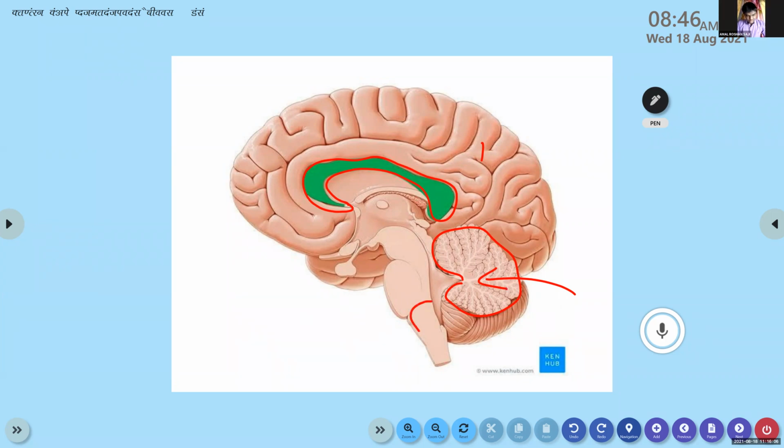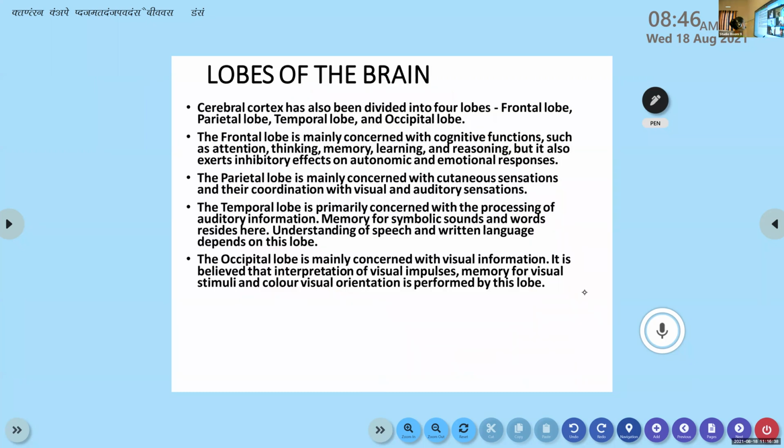What about this part? Medulla oblongata. And this part, starting with P? Pons. Yes. So this is the corpus callosum, and this is the connection between left hemisphere and the right hemisphere. So the basics about cerebrum is over.